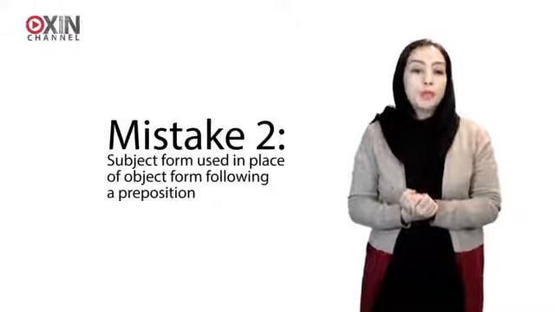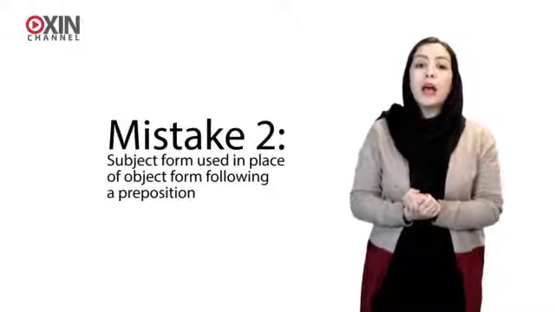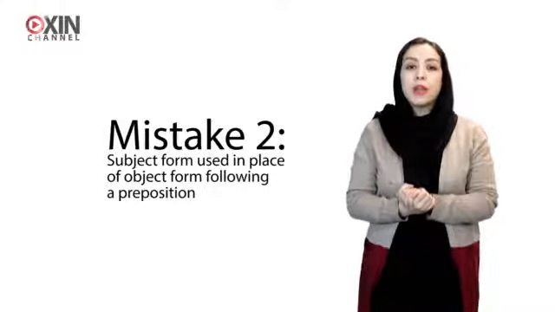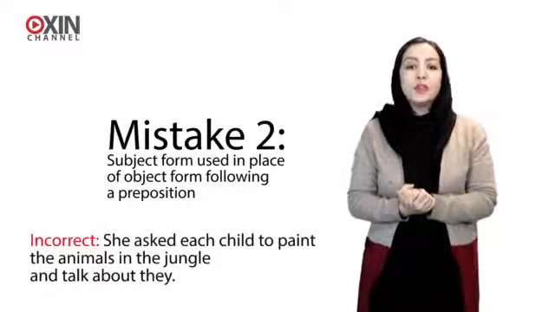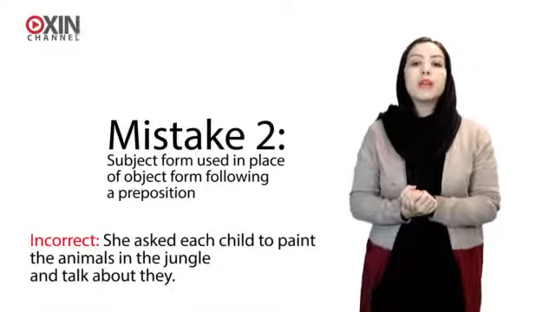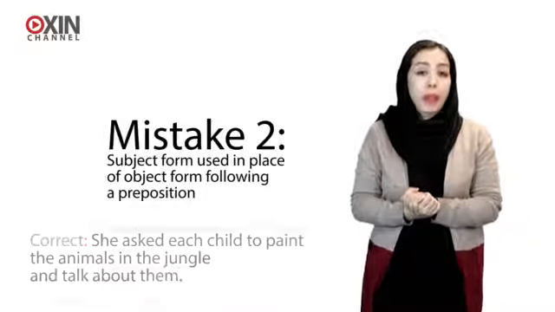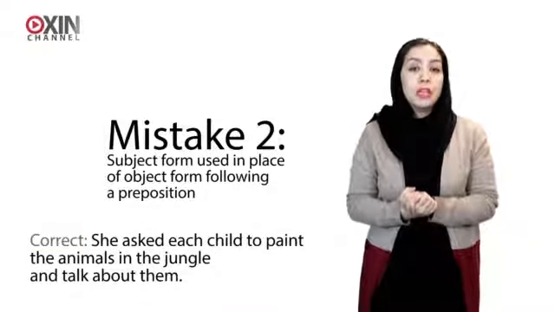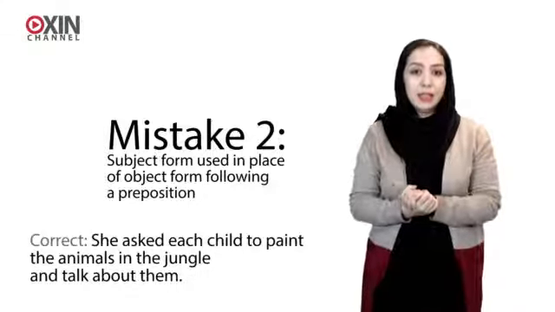Mistake number 2. When you use the subject form instead of the object forms following a preposition. Listen to the example. She asked each child to paint the animals in the jungle and talk about they or them. Talk about them is true. You have to use an object form in this case.